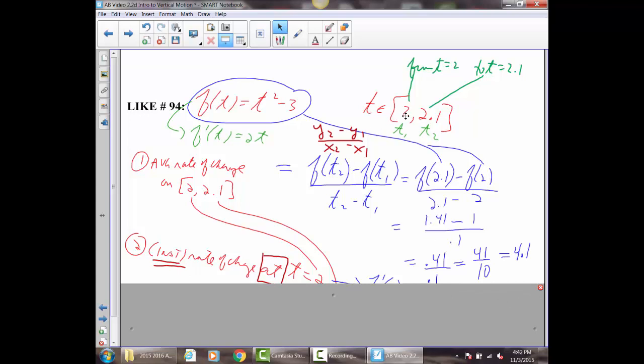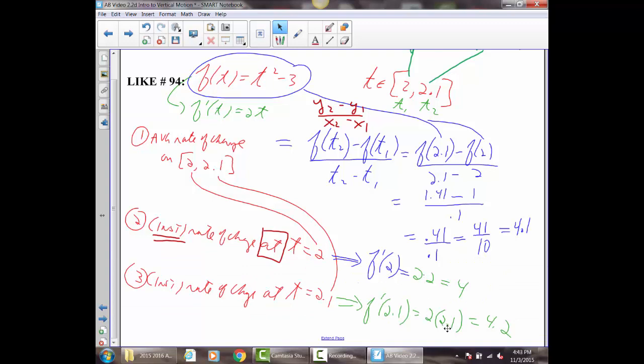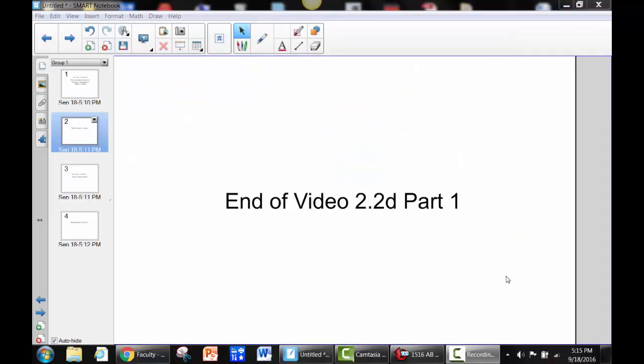Then they want you to find the instantaneous rate of change of that function at 2 and also the instantaneous rate of change of the function at 2.1. So there we're going to need the derivative, which you can see is 2t. And I'm simply going to take that 2t, replace t by 2, replace t by 2.1. And what you'll see here is the instantaneous rate of change at 2 is 4. The instantaneous rate of change at 2.1 is 4.2. And sure enough, our average rate of change is between those instantaneous rates of change. And that's the end of video 2.2D, part 1.